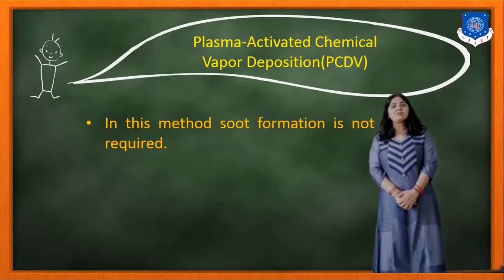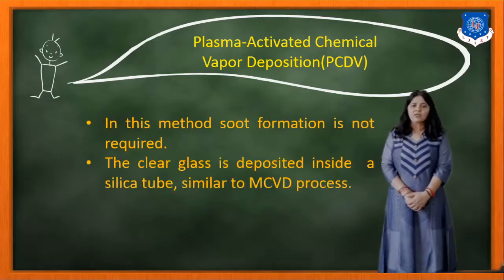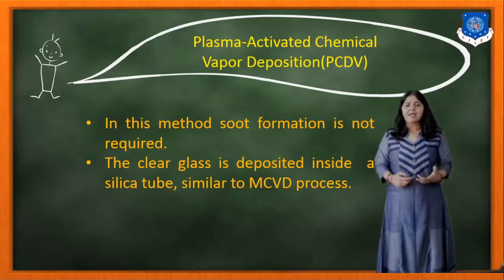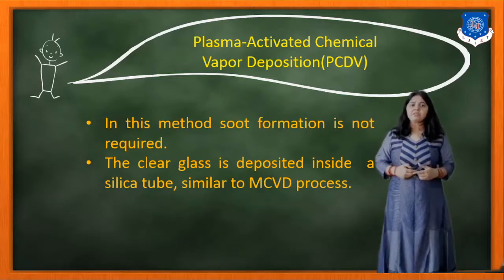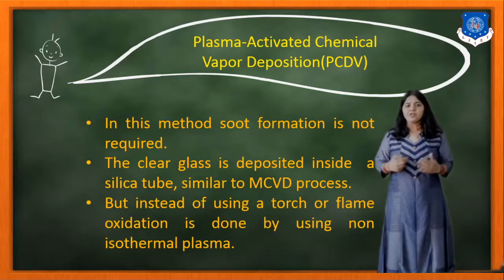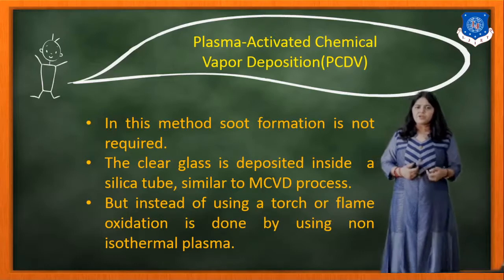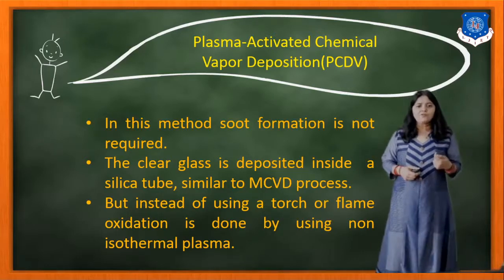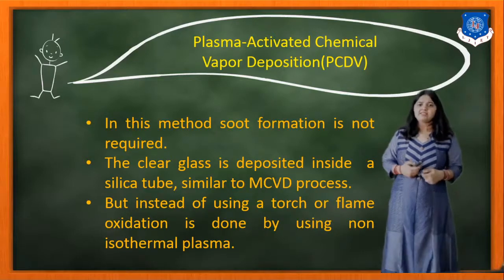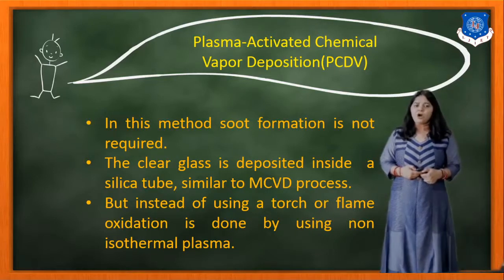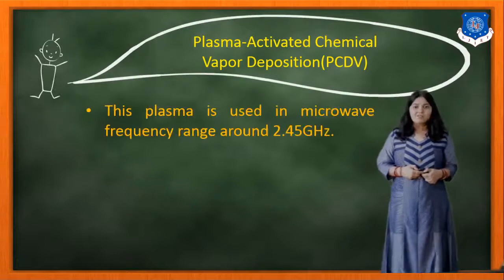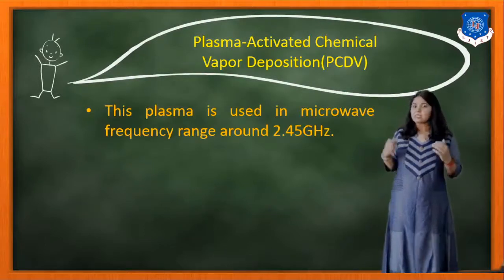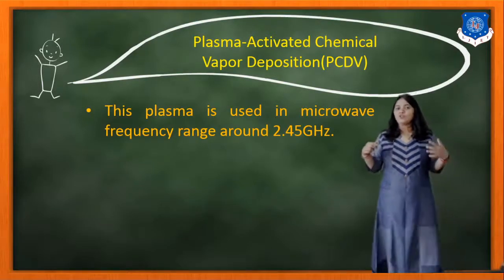Okay, so in this method the soot formation is not required. A clear glass is deposited inside the silica tube, which is similar to the MCVD process. So now, instead of using the torch or the flame, oxidation is done by using the non-isothermal plasma. Okay, so now the plasma will perform this activity instead of using any kind of furnace.